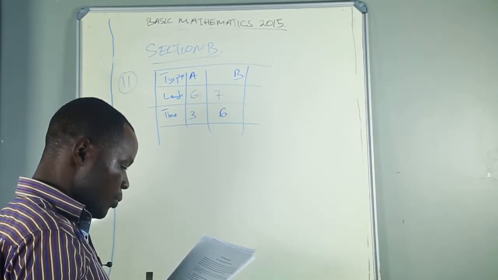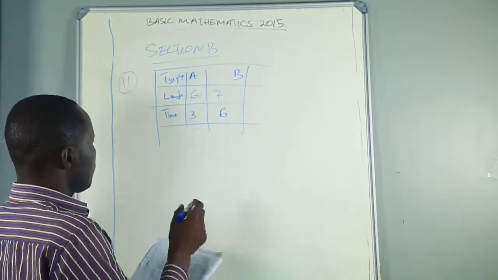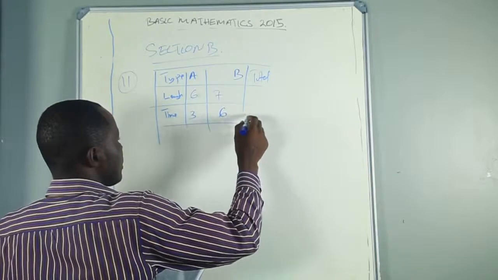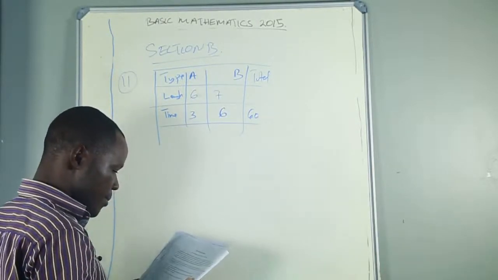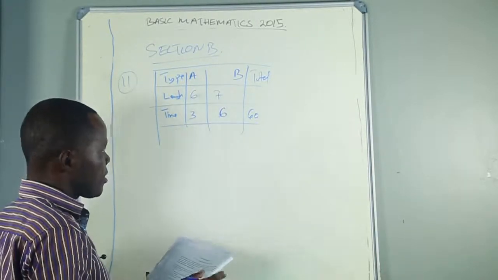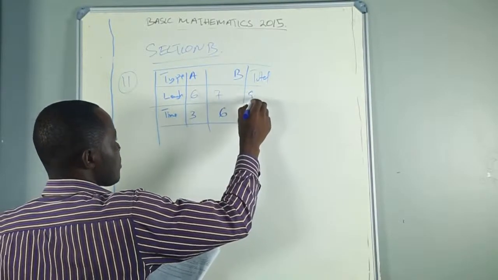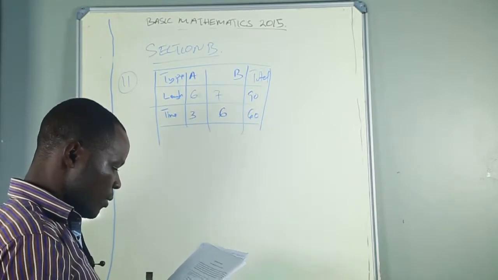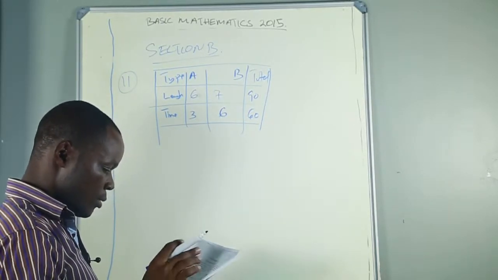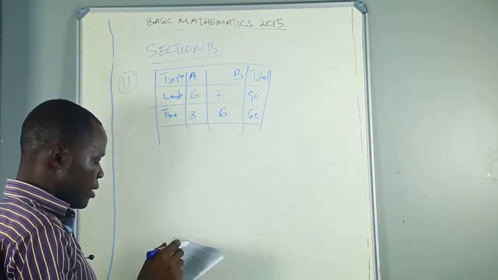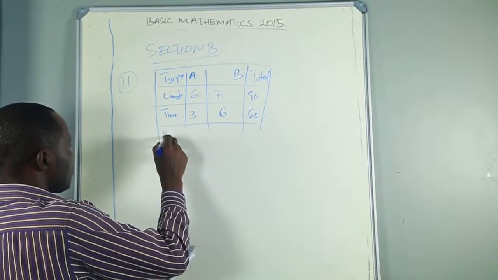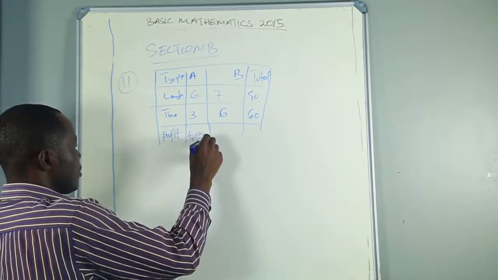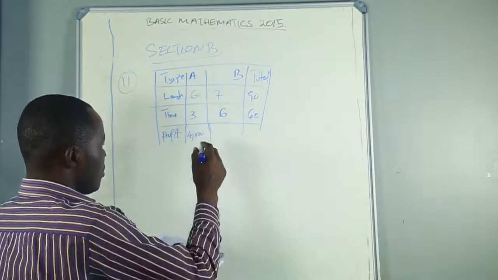The workers can work for a total of 60 hours, so total time is 60 hours, and there is 90 meters. Length is 90 meters. Then the profit on type A cloth is 4,000 shillings, and for type B is 6,000.